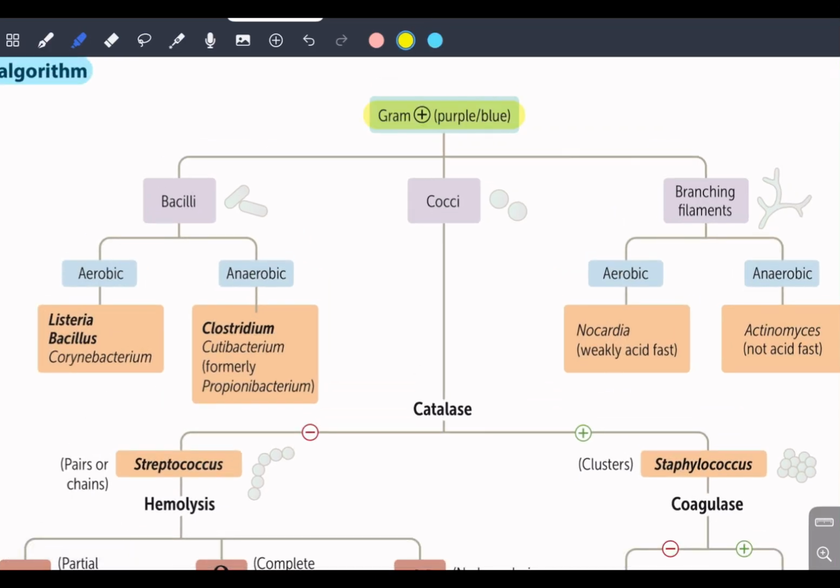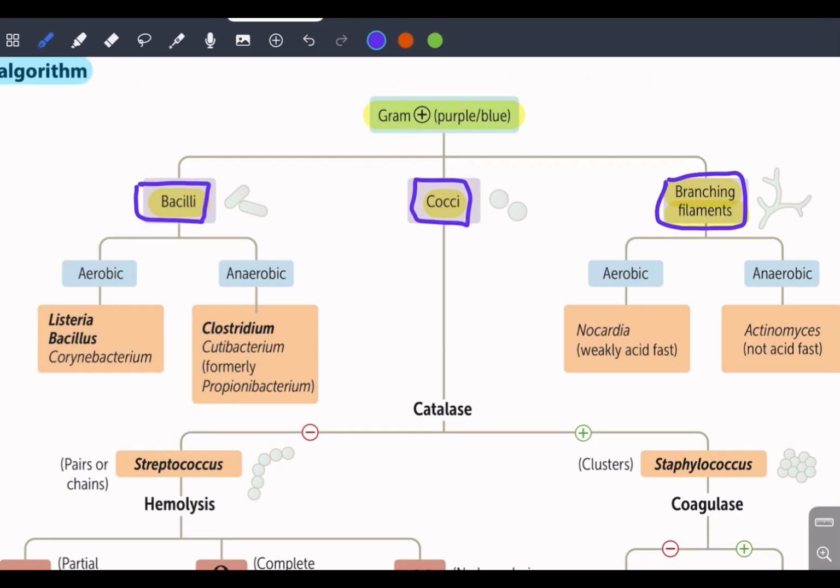Gram-positive bacteria are the ones that stain purple on gram staining. These are three types: bacilli, cocci, and branching filaments. Bacilli are rod shaped, cocci are round, and branching filaments are branching. So these are the main three types of bacteria, and then we will discuss further classification of these bacteria.